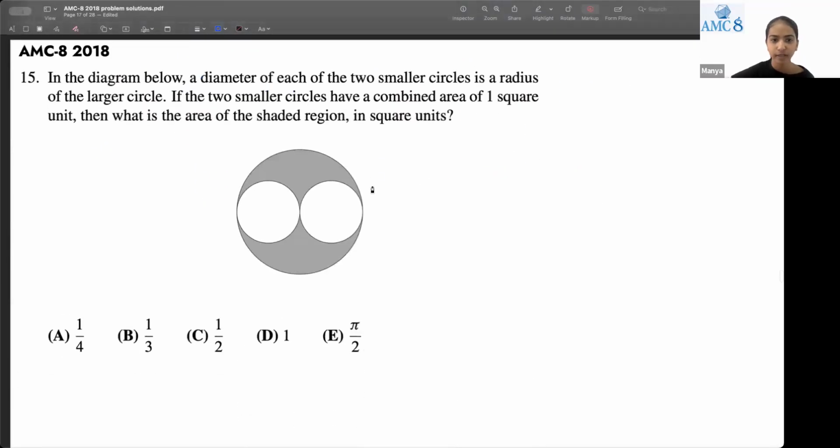Okay, problem number 15. In the diagram below, the diameter of each of the two smaller circles is the radius of the larger circle. If the two smaller circles have a combined area of one square unit, then what is the area of the shaded region in square units?